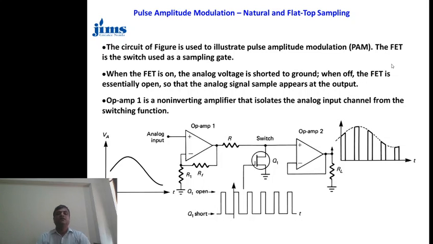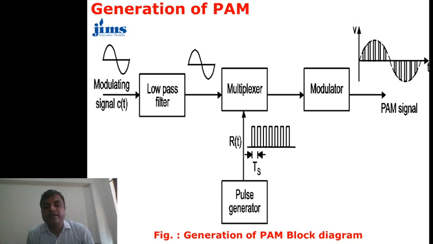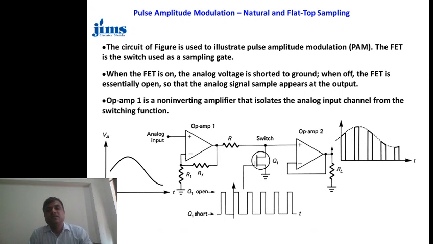This particular slide just shows the block diagram of the pulse amplitude modulation. Here we see the actual circuit that is used for pulse amplitude modulation. In this circuit we are using two op-amps and one field effect transistor. The gate of this field effect transistor is connected to a pulse signal.